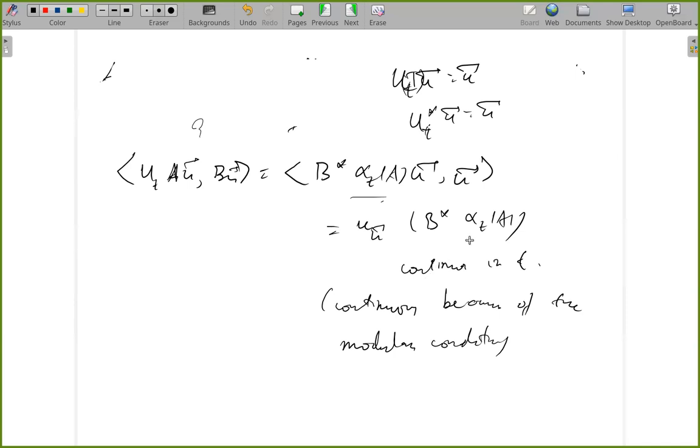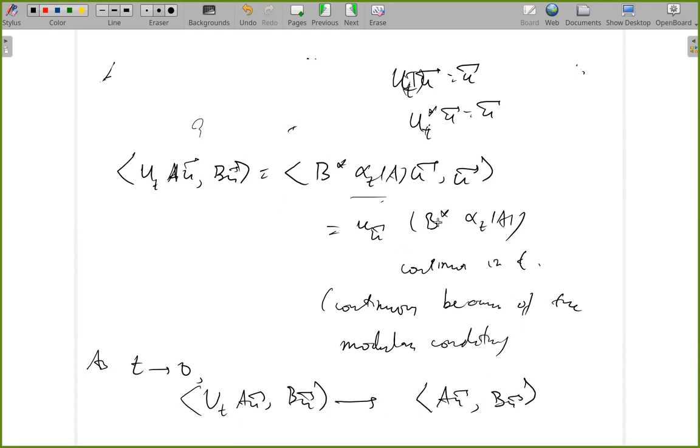So what does that tell us? It tells us that when T is equal to 0, T goes to 0. So as T tends to 0, you have U_T A U B U tends to A U B U. Simply because you do this computation, you hit here, then you know that omega_U B star alpha_T of A goes to omega_U B star of A, then you do the computations back. So what you have is U_T A U B U is this.